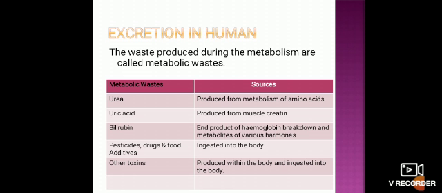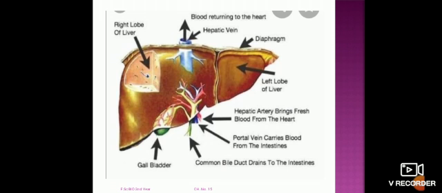These metabolic wastes are produced in the body and usually metabolized by the liver. Here is a diagram of the liver representing the right lobe and left lobe. It is just below the diaphragm. The hepatic artery provides blood, and the hepatic vein removes the blood and drains it toward the heart.